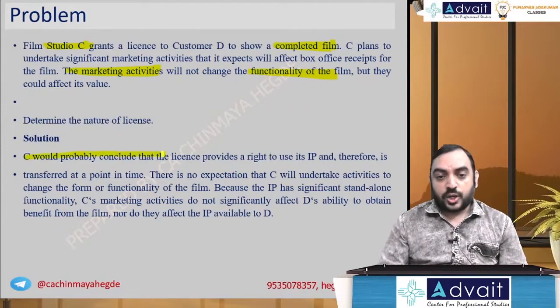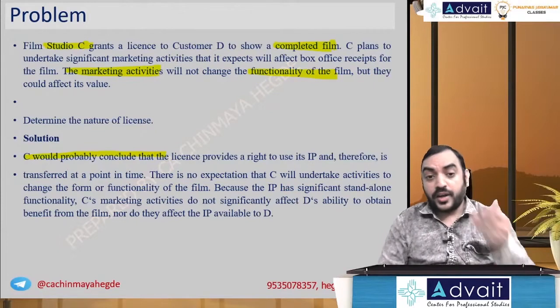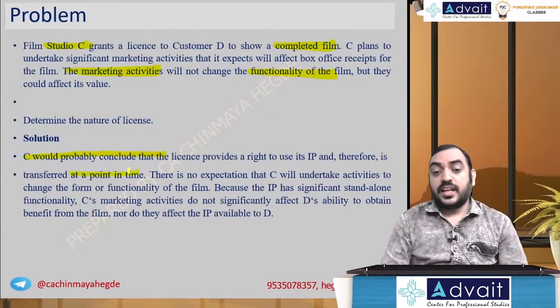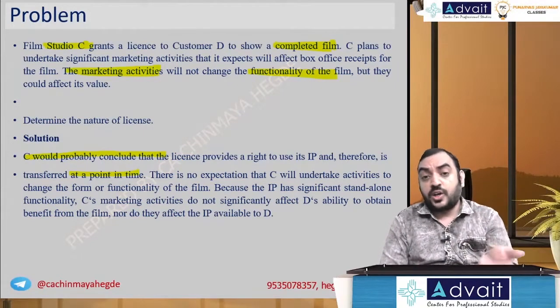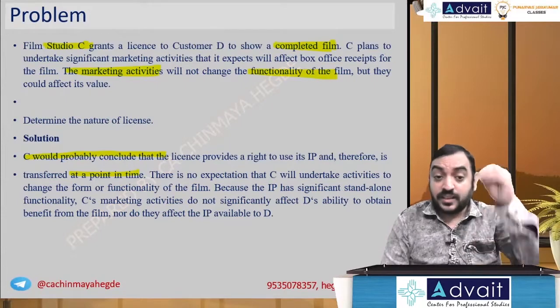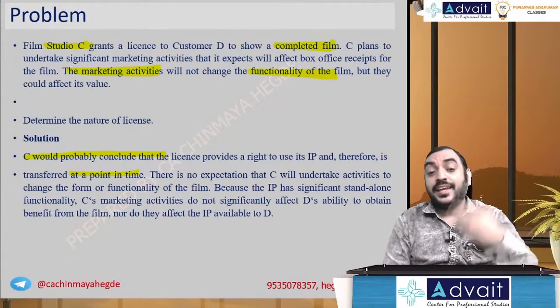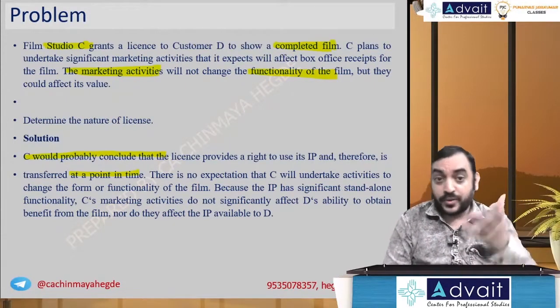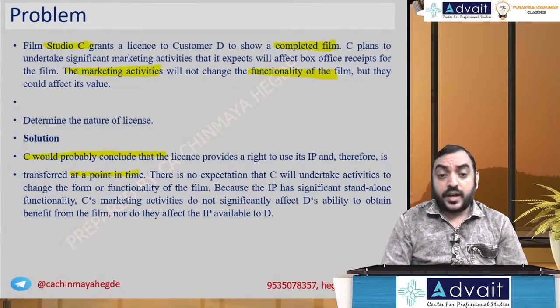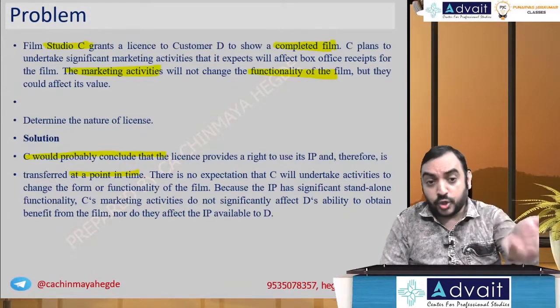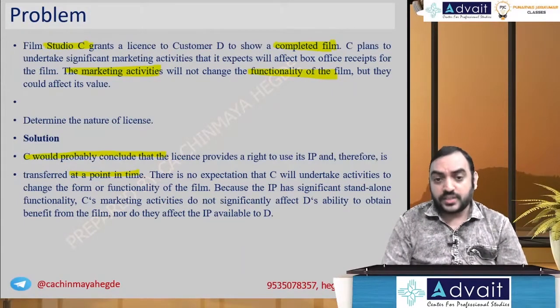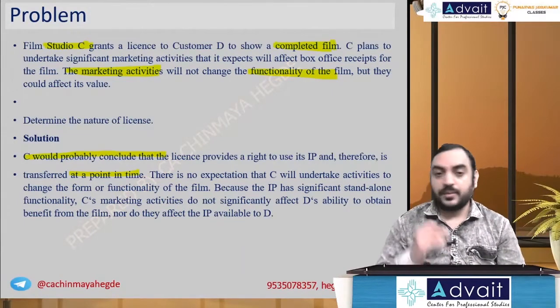C would probably conclude that the license provides the right to use its IP and therefore is transferred at a point in time. Clear? There is no expectation that C Limited will undertake activities to change the form or functionality of the film, because the IP has significant standalone functionality. It can be used separately. IP, intellectual property, license. C's marketing activities do not significantly affect Delimited's ability to obtain the benefits of the film, nor do they affect the IP available to Delimited.